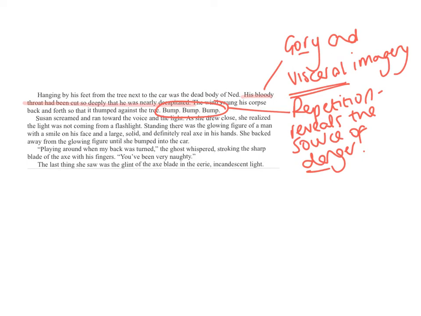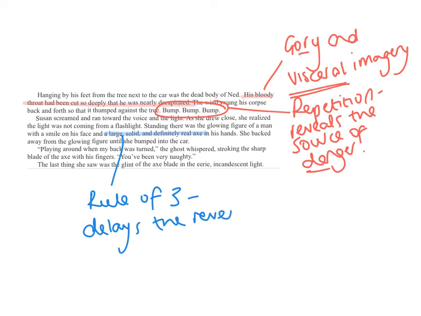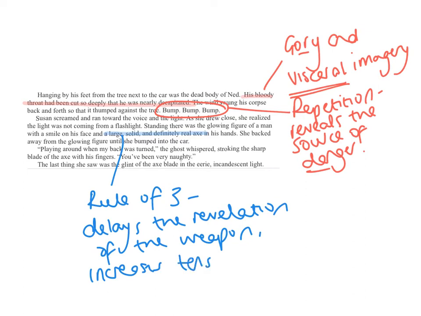The ghost was speaking to her before, and at this point we have a final rule of 3 which is used to describe the axe. This is a large, solid and definitely real axe. And that delays, it slows us down, delays the revelation of the weapon, which makes us feel even more on edge and increases tension. Tension is so important in stories like this that we feel we're on the edge of our seat, just waiting to see what's going to happen next.